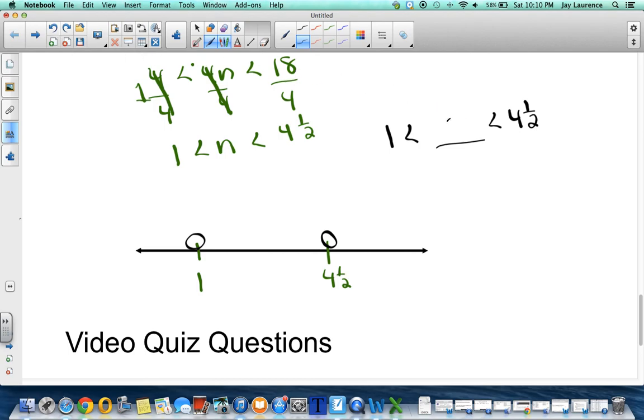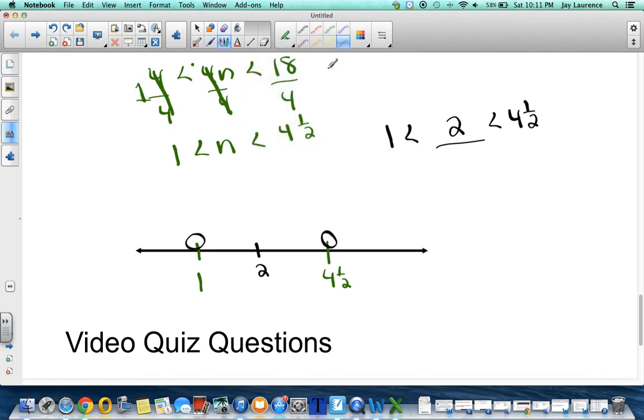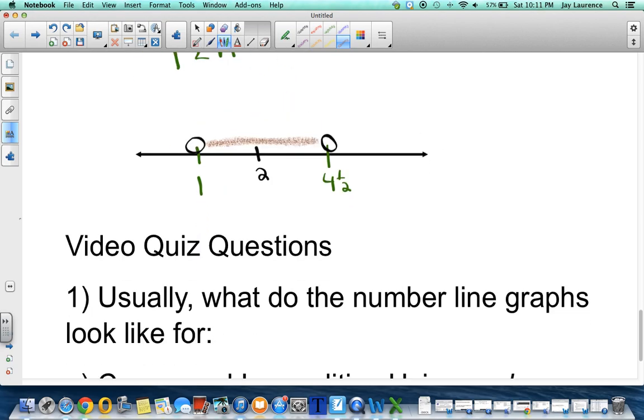So maybe I'll pick 2. 1 is less than 2, 2 is less than 4.5, and 2 might be about there. And so I'm going to shade the numbers in between. I'm going to shade the numbers in between like that. And there you go. All right, here comes your video quiz.